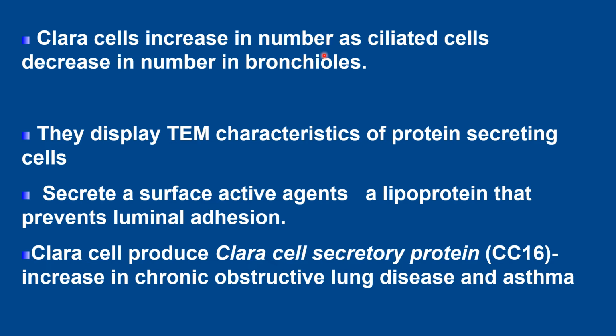The Clara cells increase in number as ciliated cells decrease in number in bronchioles. They display, in transmission electron microscopy, the characteristics of protein secreting cells. They secrete a surface active agent, a lipoprotein, that prevents luminal adhesion. Clara cells produce a secretory protein, Clara cell secretory protein CC16, that increases in chronic obstructive lung diseases and in asthma.